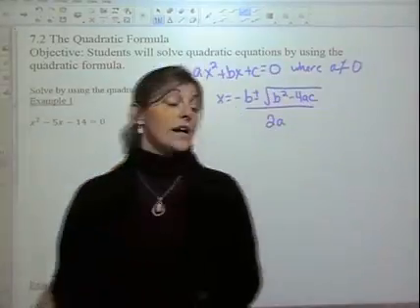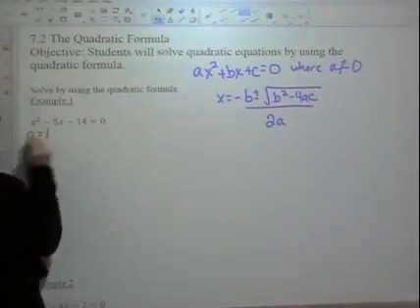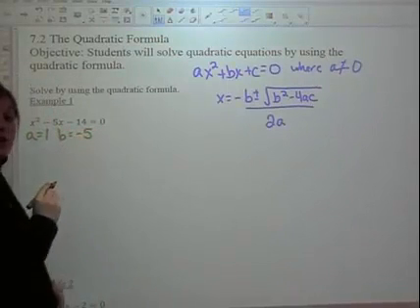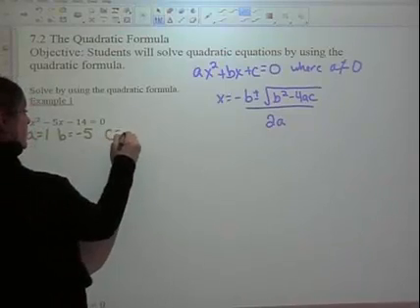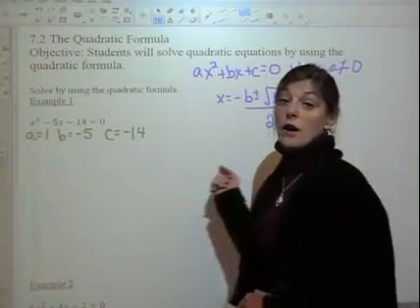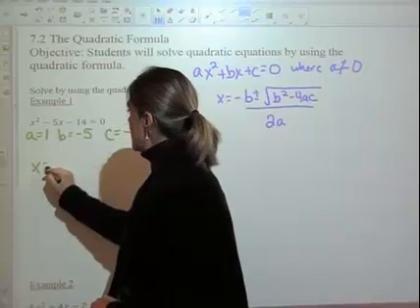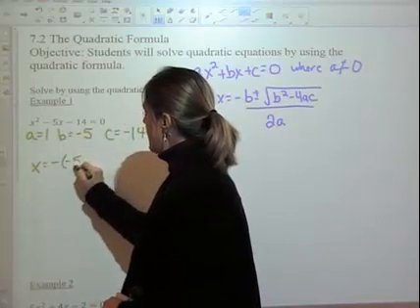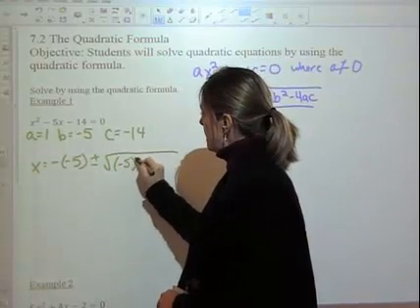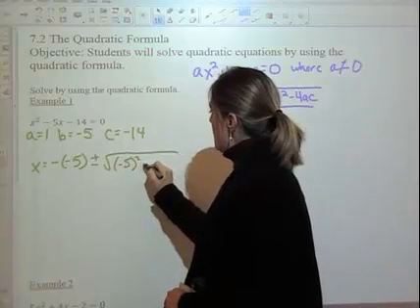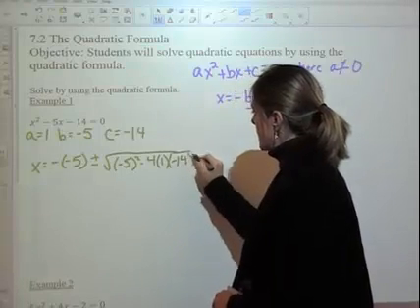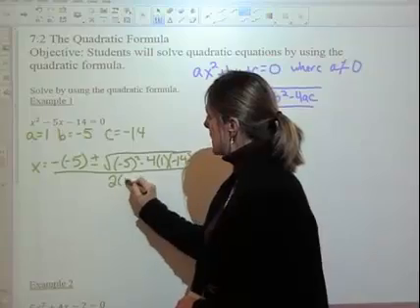Our a value is 1. Our b value is negative 5. And our c value is negative 14. So now it's just a matter of plugging those values into our quadratic formula. So x equals negative 5 plus or minus the square root of negative 5 squared, that's a 5, minus 4 times 1 times negative 14, all over 2 times 1.